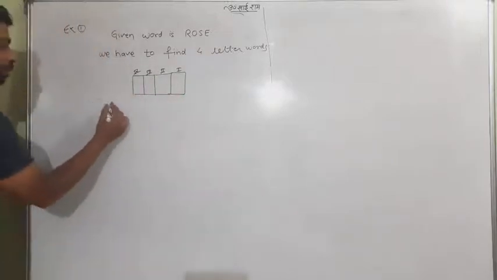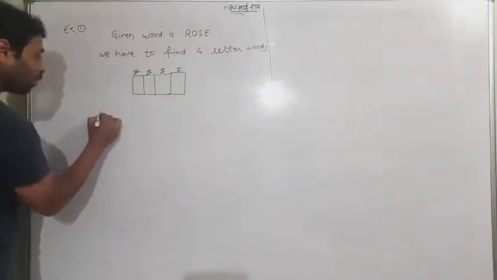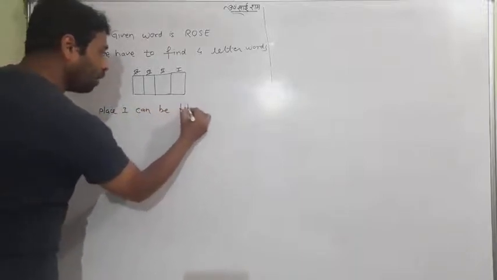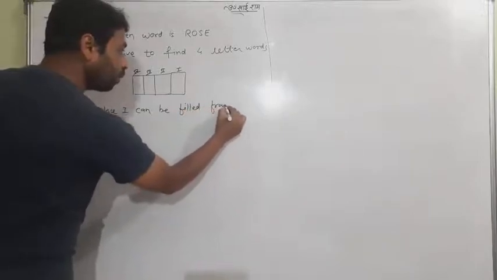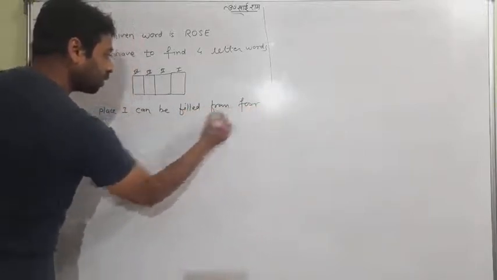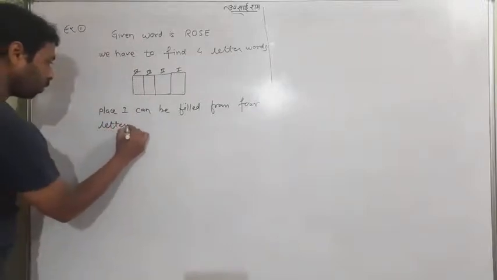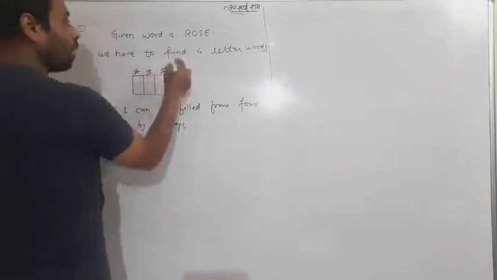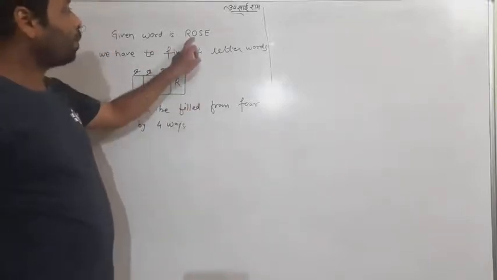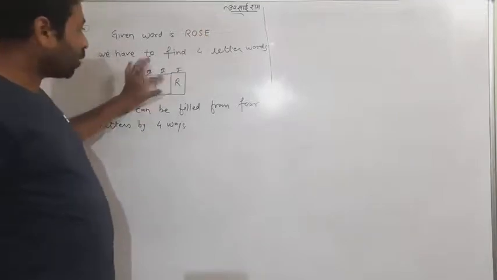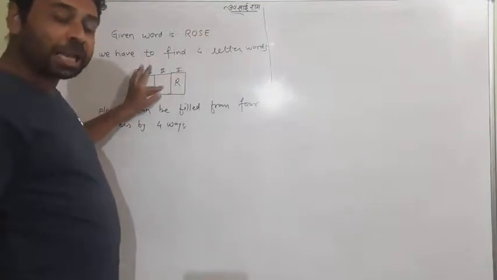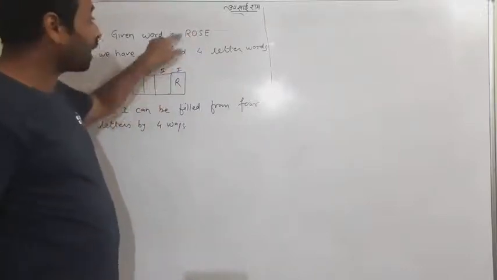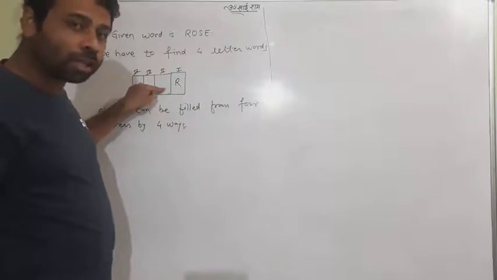So I would say that place 1 can be filled from four letters by four ways. Suppose you have put R. So how many are now remaining? O, S, E. So what about the second place? The second place can be filled from O, S, E, three letters, by three ways. So R cannot come now because repetition is not allowed.